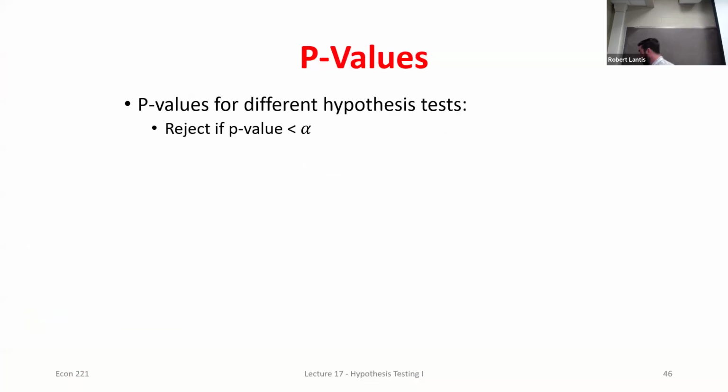So ultimately, once I do find that p-value, my rejection decision just becomes, is that p-value less than alpha?